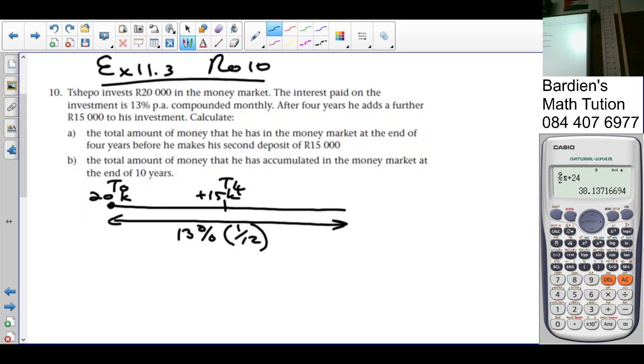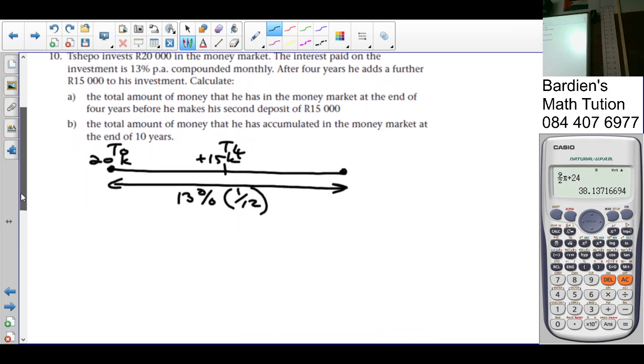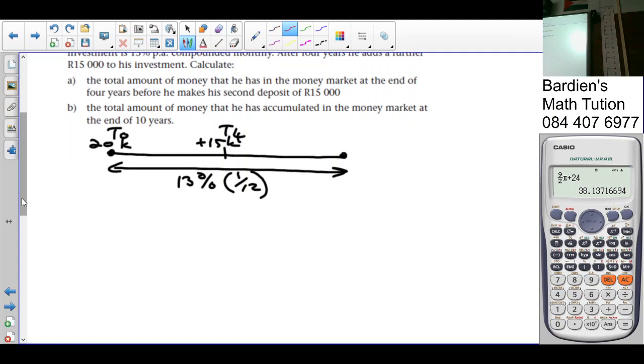Question A says, calculate the amount of money that he has in the money market at the end of 4 years before he makes the second deposit of 15,000. In other words, they're just considering this part of the timeline. So you don't really need a timeline for these questions yet, because they're breaking it up for you, although it's good practice.